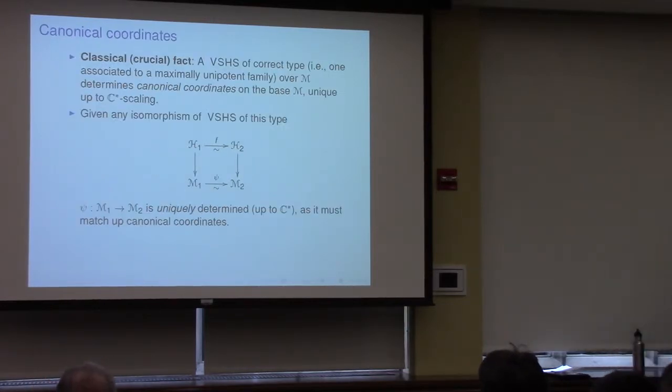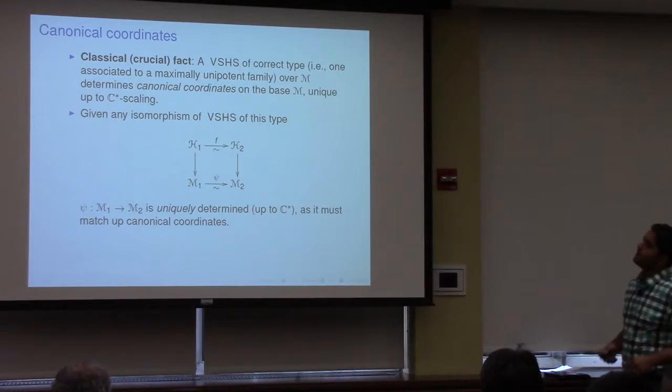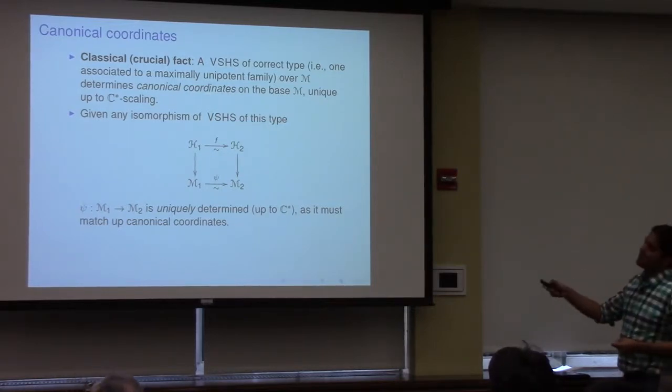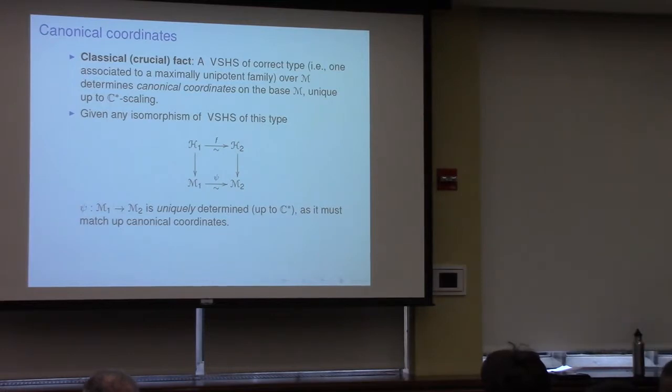Okay, so now we come to this crucial fact that's classical, but really helps us get off the ground here. The point is, one of the reasons to use the Hodge theoretic formulation is that if you have a variation of Hodge structures of the correct type, for instance, one associated to a maximally unipotent or maximally degenerate complex family, it determines canonical coordinates on the base punctured disk. So a priori, this formal disk had lots of different coordinates, some huge infinite space of coordinates, but using Hodge theoretic data, you can fix a canonical coordinate up to some C-star scaling. And that has strong implications.